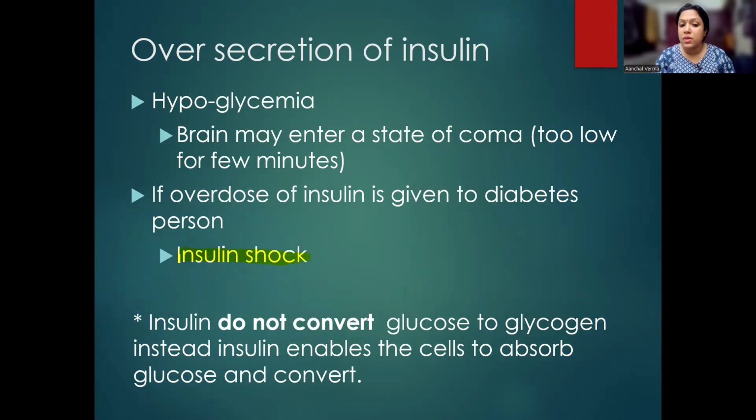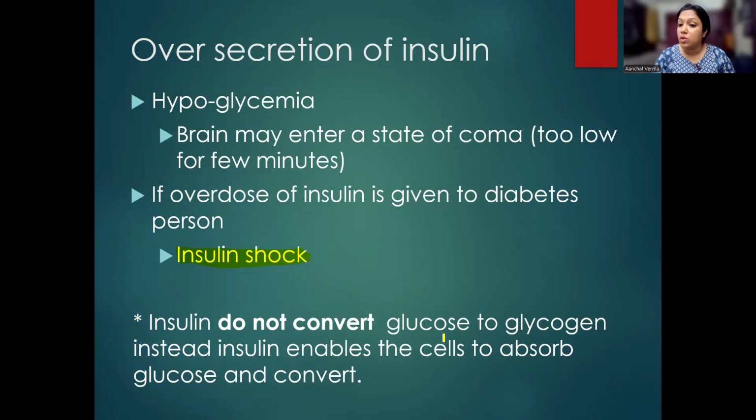Now, suppose a person has to take one injection of insulin, but the person has taken two injections by mistake, or he forgot about the first injection and took the second injection, then the level of glucose will drastically fall. That may lead to insulin shock, and the person may faint and even slip into coma.